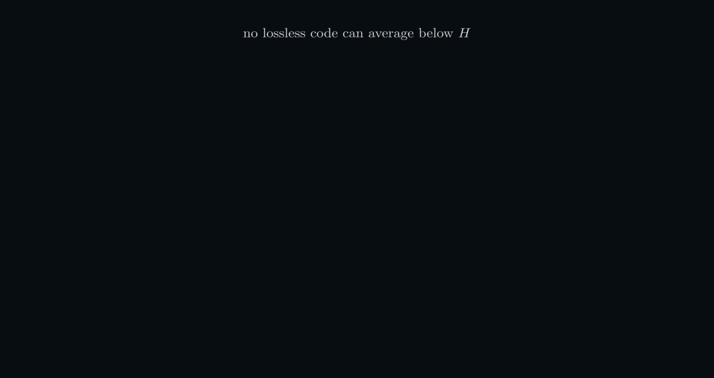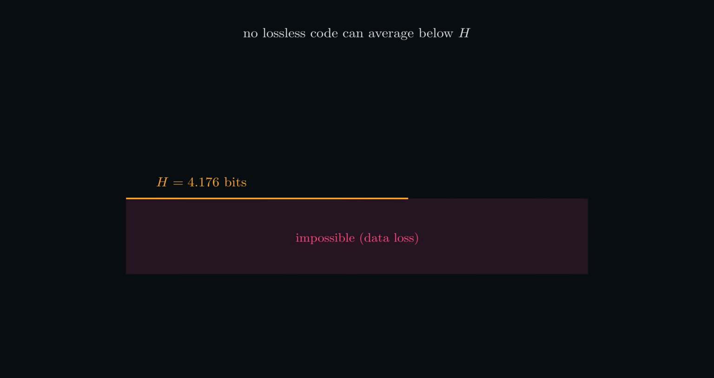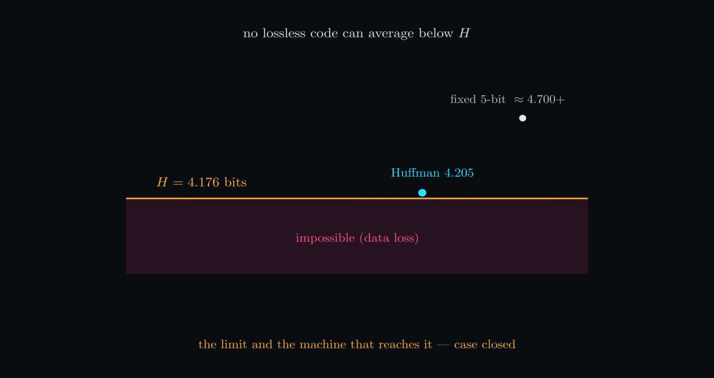That floor is a theorem, not a coincidence. Shannon's source coding theorem. No lossless code, however ingenious, can average fewer bits per symbol than the entropy. Entropy is not one measure among many. It is the exchange rate between information and storage. Compress below it and you must lose data.